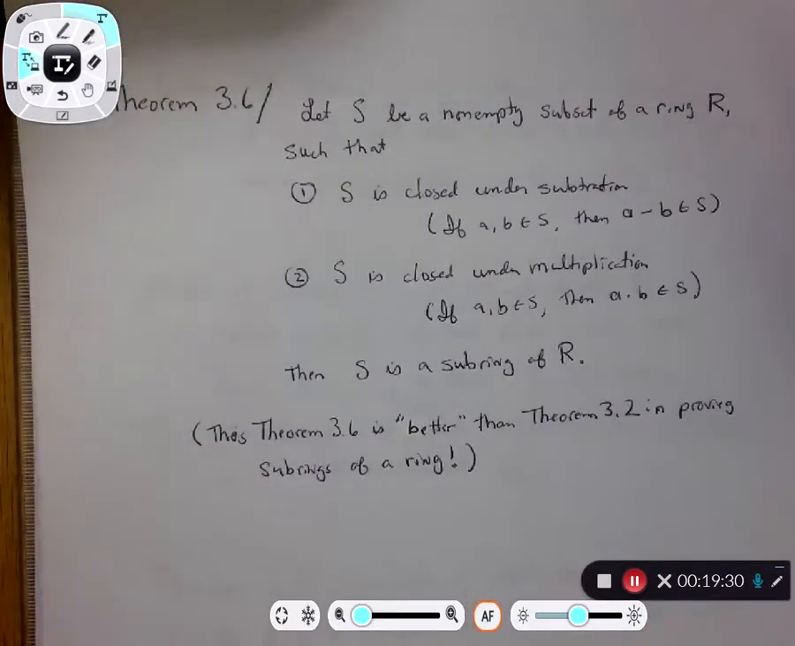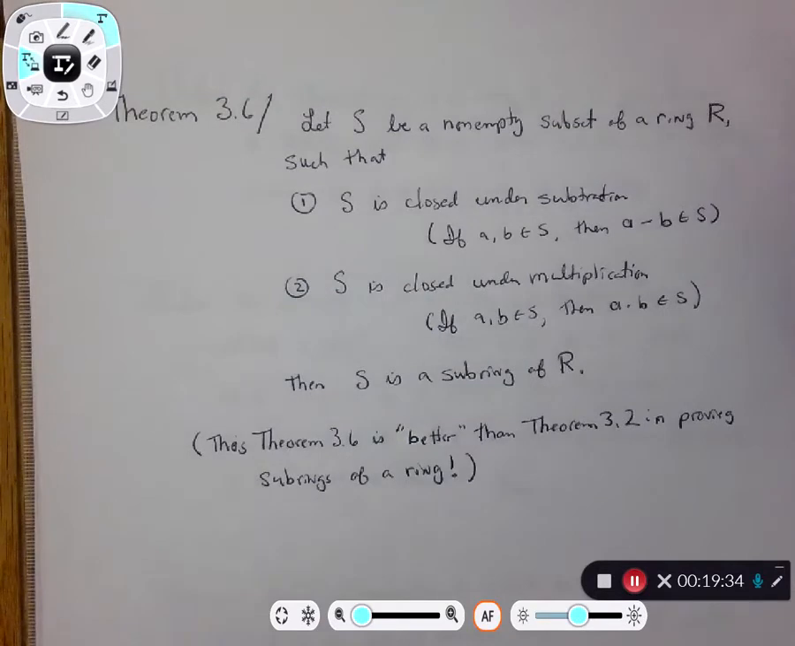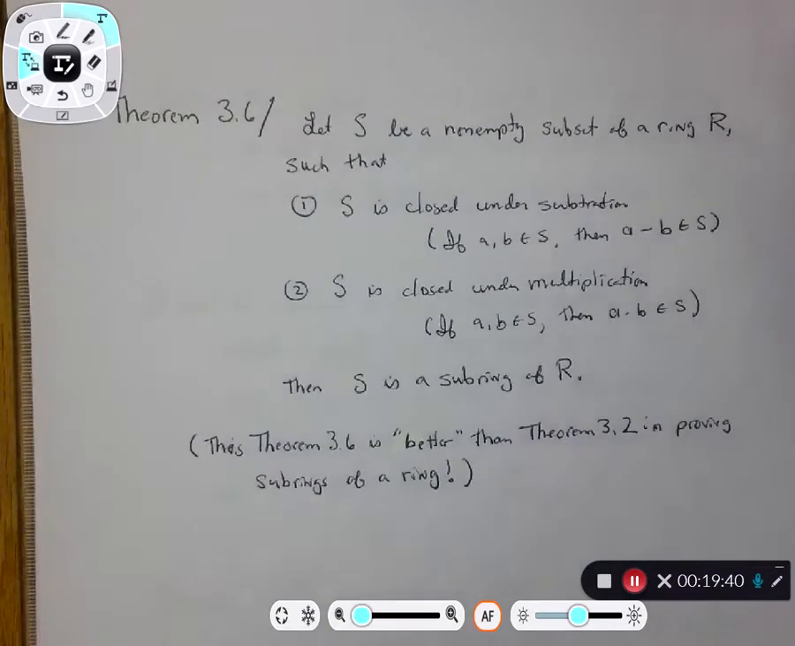Now here comes your big theorem. This is Theorem 3.6. This is going to be one you are going to memorize and use and abuse. We had Theorem 3.2. This is the new and improved version of it. Theorem 3.2, if you remember, was how you prove you have a subring. But if you'll notice, I actually never proved anything with Theorem 3.2 in terms of subring.